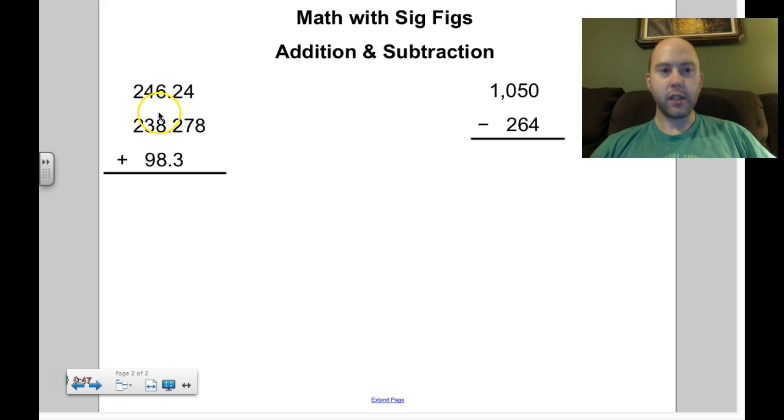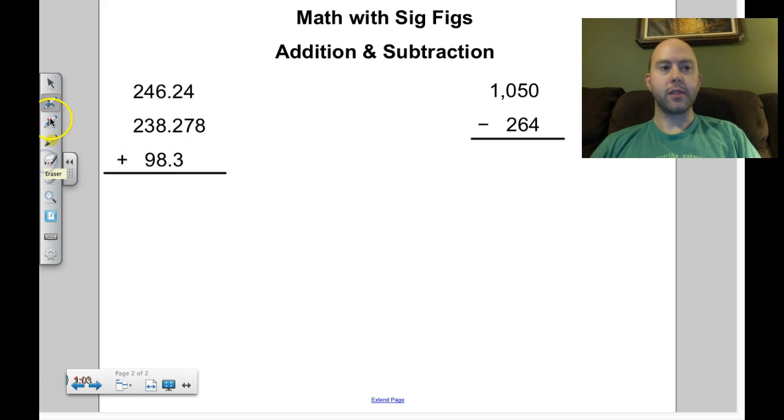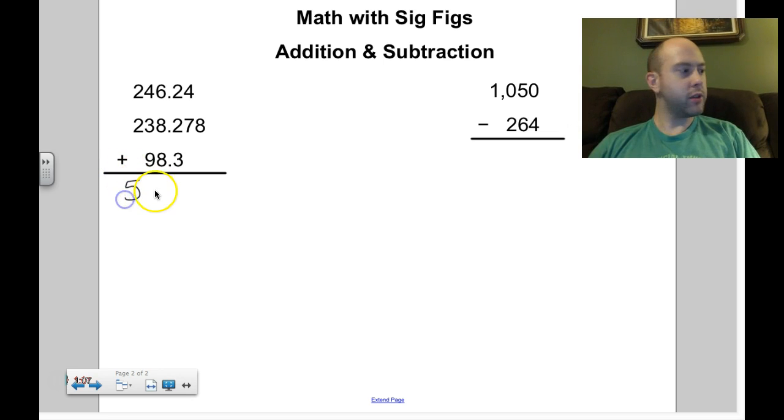Over here I have 246.24 plus 238.278 plus 98.3. A very important technique you should try is to line up the decimals like I've lined them up here. It makes things a lot easier when you're trying to figure out where to round. But anyways, just add these numbers up, and you should get 582.818. Now the question is, where do I round?